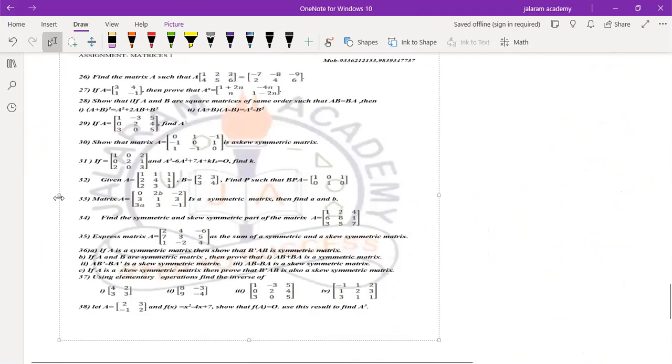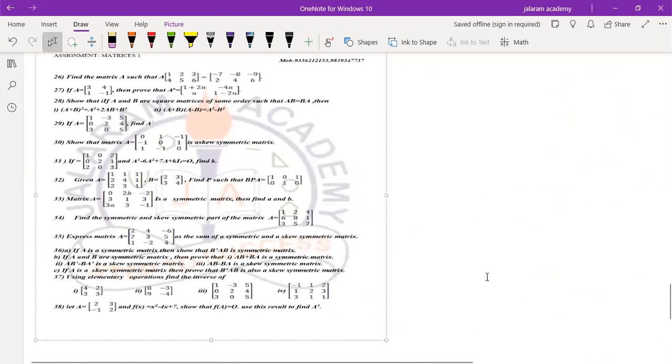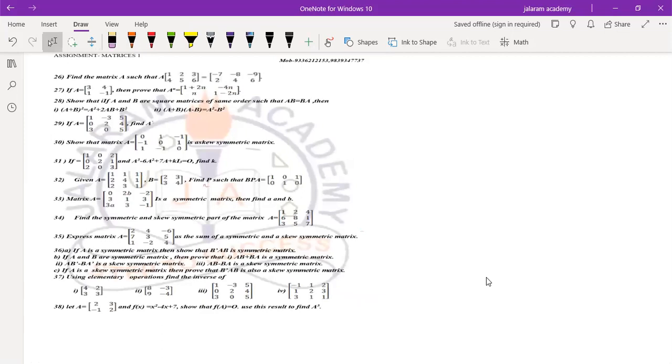Now in question 32, we have to find only order of P, not P. This question will be given again in the exercise of inverse of matrices. Then we will find P also. This is given here by mistake only.